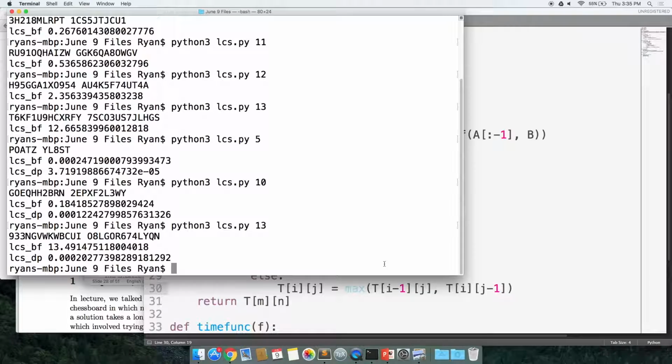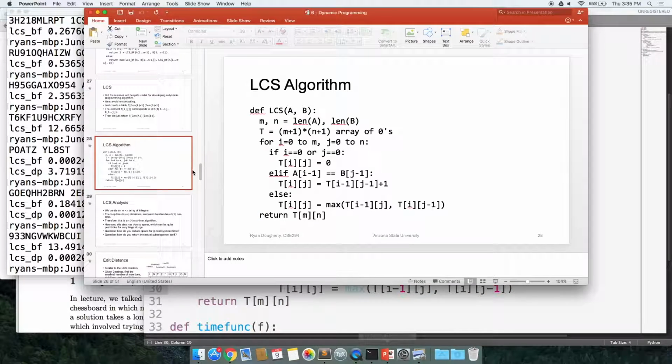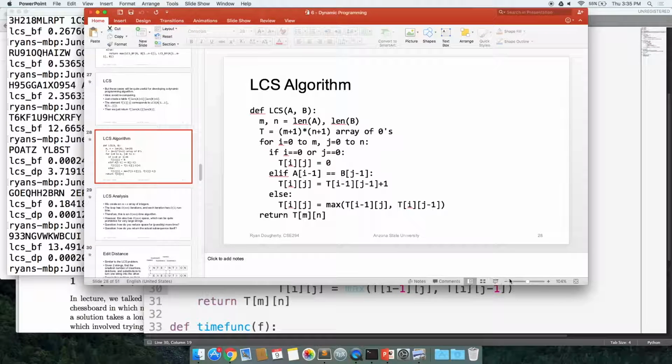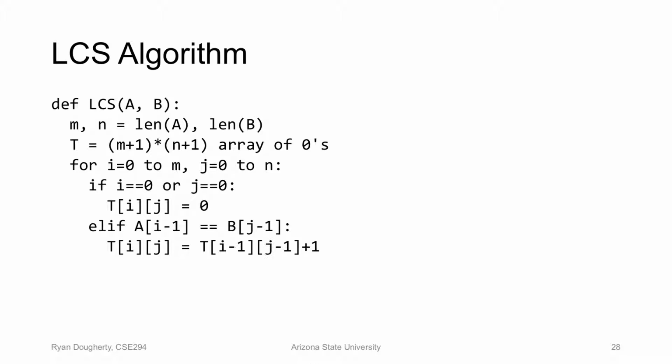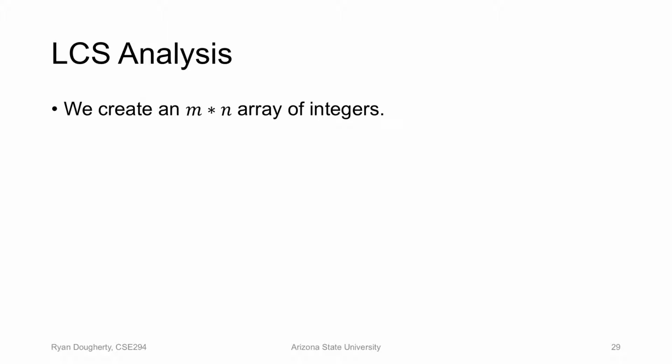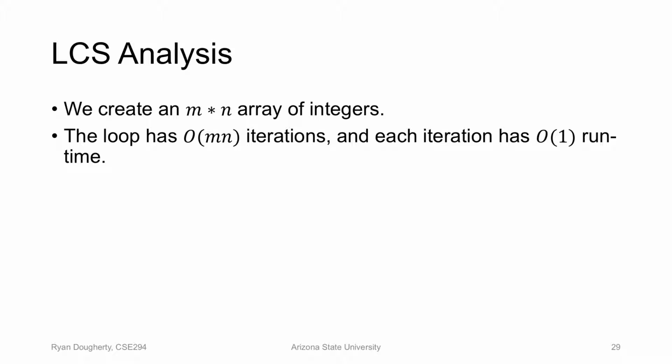So any questions on how we were able to come up with that? Would this be in n squared time? We're going to talk about that. All right, so we make an m times n array of integers, because we want to keep track of the first i characters of A and the j of B for every possible value of i and j.